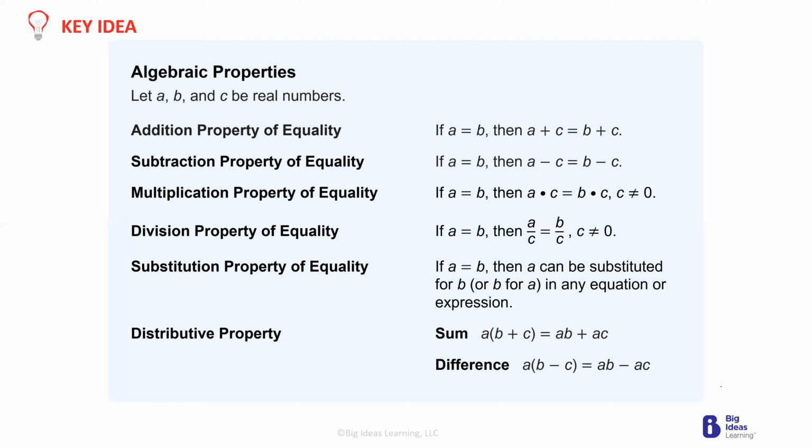Substitution. We did not use that one yet, but we will use that a lot. So substitution property of equality: if A equals B, then A can be substituted for B, or B can be substituted for A in any equation or expression. So if you know two values are equal, then you can replace them with each other at any time. That's what that's saying.